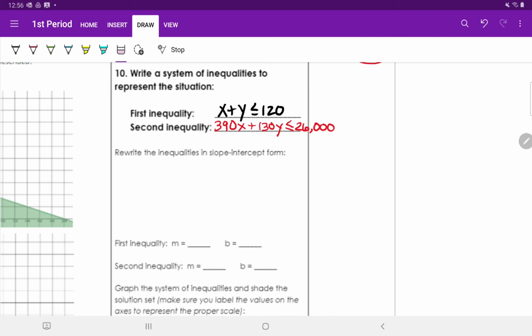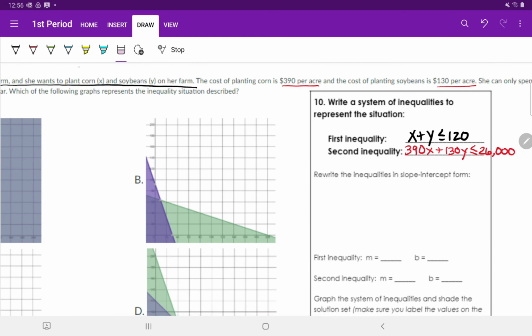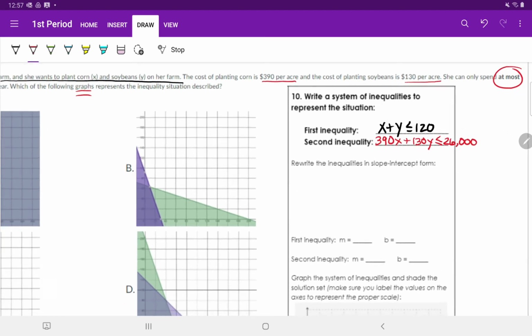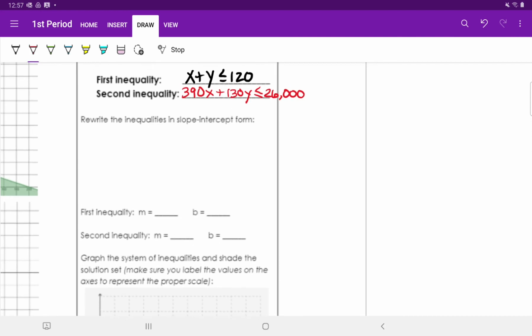So we've written our two inequalities. The question asks us to pick which graph best represents the situation. So what we're going to do over here on our test paper is actually draw a graph from these two inequalities. We've got a hint: we want to rewrite the inequalities in slope-intercept form. We should be used to this by now.